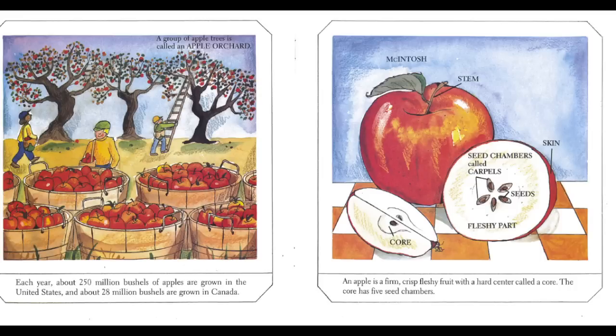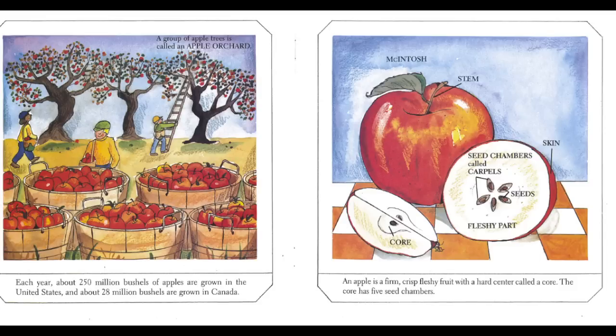Each year, about 250 million bushels of apples are grown in the United States, and about 28 million bushels are grown in Canada. An apple is a firm, crisp, fleshy fruit with a hard center called a core. The core has 5 seed chambers.